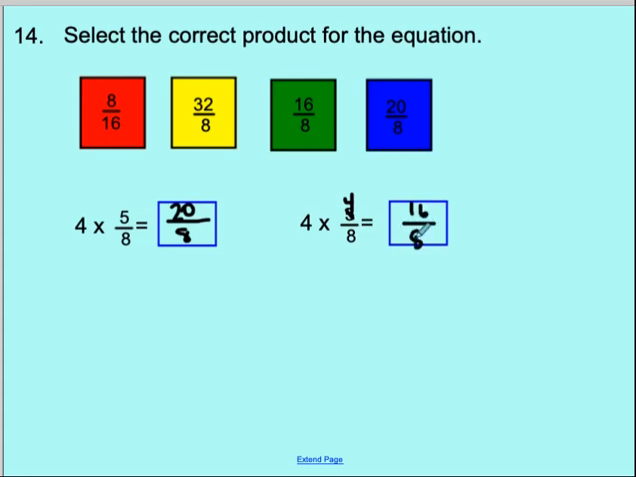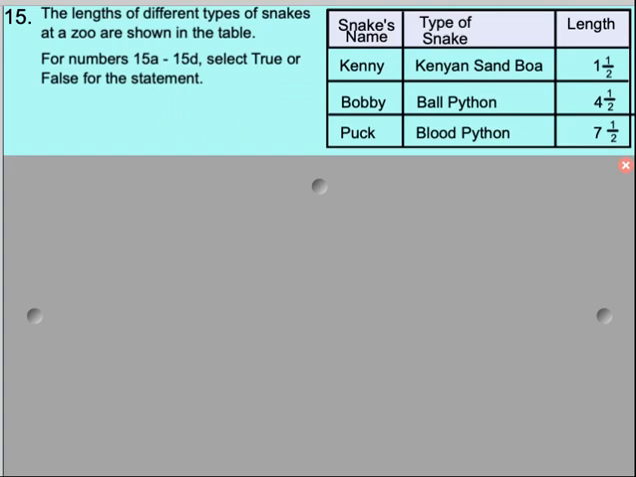All righty. Up next, we've got number 15. Looks like a long one. The lengths of different types of snakes at a zoo are shown on the table. Fun fact, I used to have a pet snake. All right, for numbers 15A to 15D, select true or false for the statement. All right, so first we need to look at this stuff. Snake's name, Kenny, Bobby, Puck. Type of snake, all right. Length, okay. Ooh, I'm missing my unit of measurement. Each one of these should say feet. Please forgive me. All right.